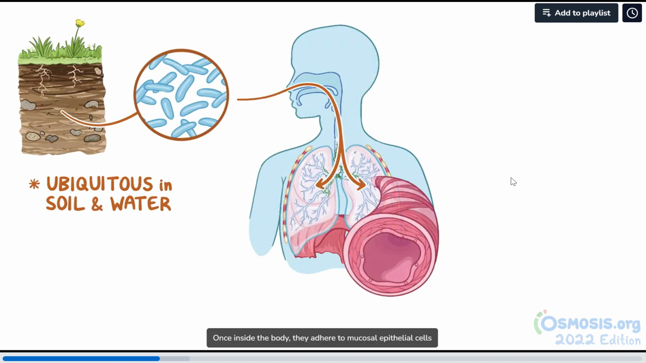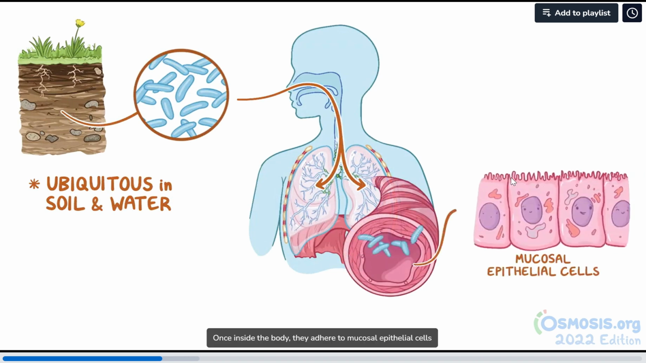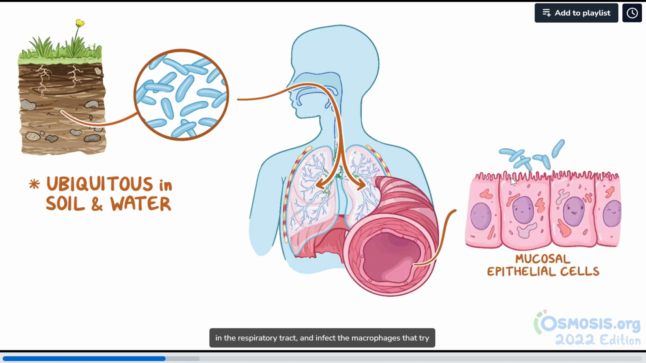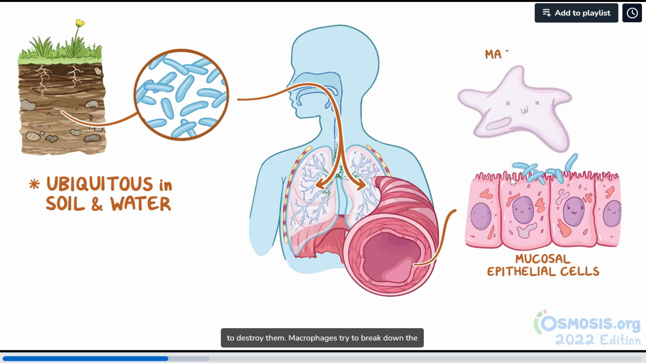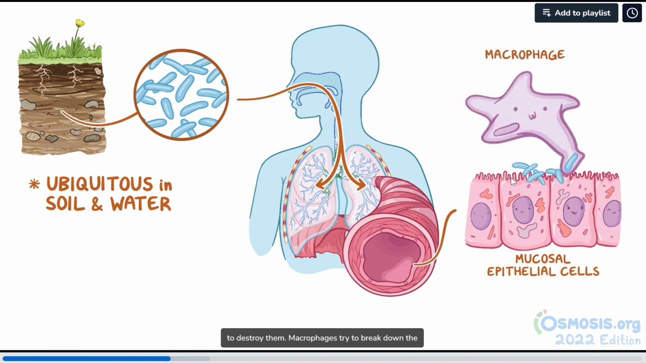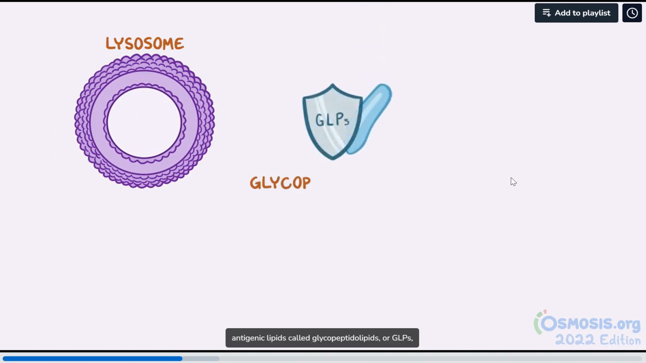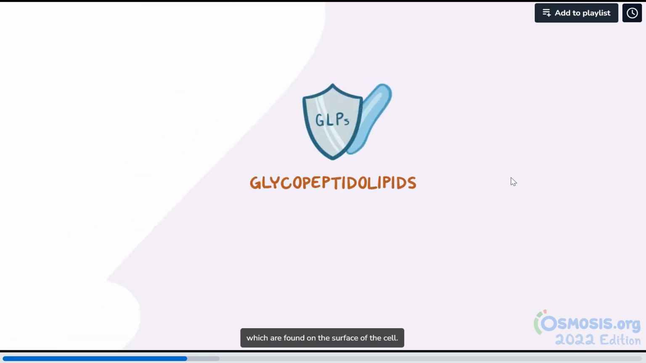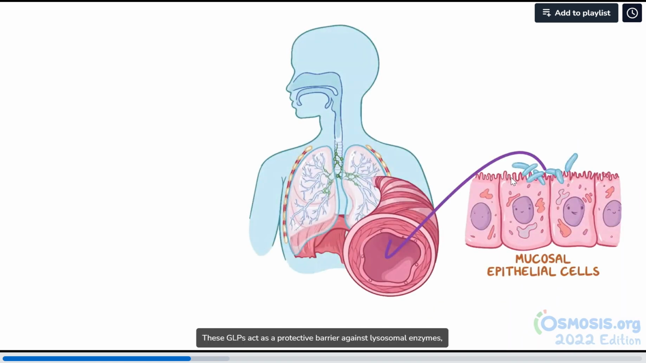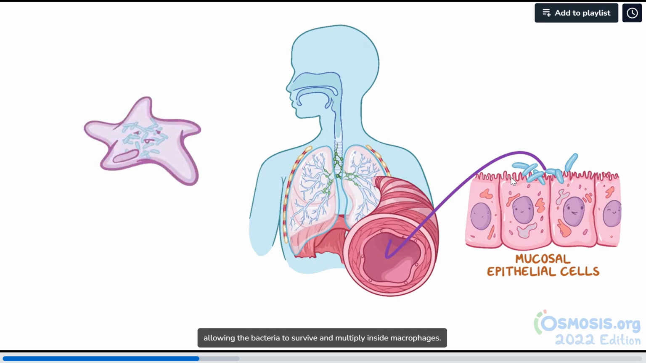Once inside the body, they adhere to mucosal epithelial cells in the respiratory tract, and infect the macrophages that try to destroy them. Macrophages try to break down the MAC organisms inside an intracellular organelle called a lysosome, which contains digestive enzymes. However, MAC has unique antigenic lipids called glycopeptidolipids, or GLP, which are found on the surface of the cell. These GLPs act as a protective barrier against lysosomal enzymes, allowing the bacteria to survive and multiply inside macrophages.